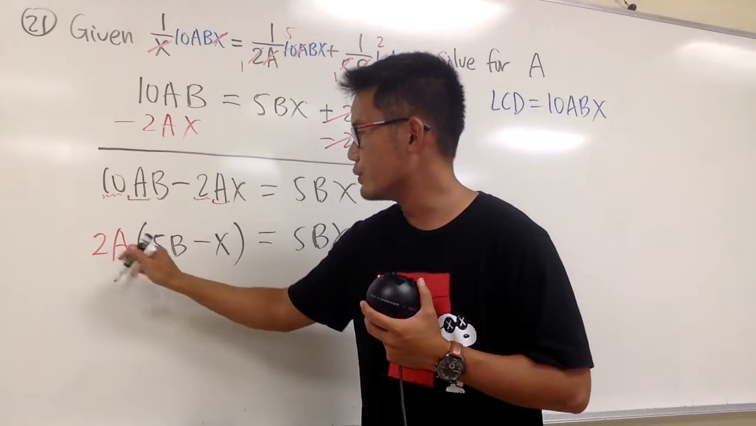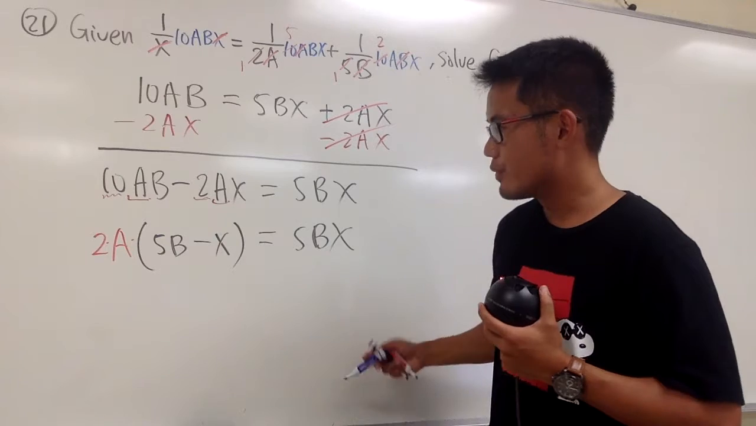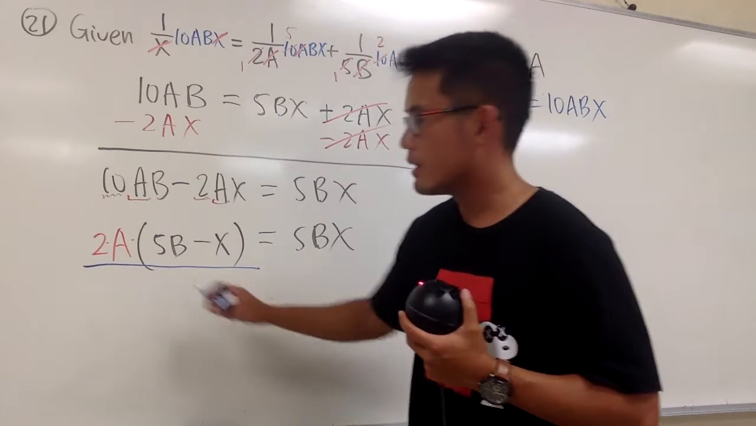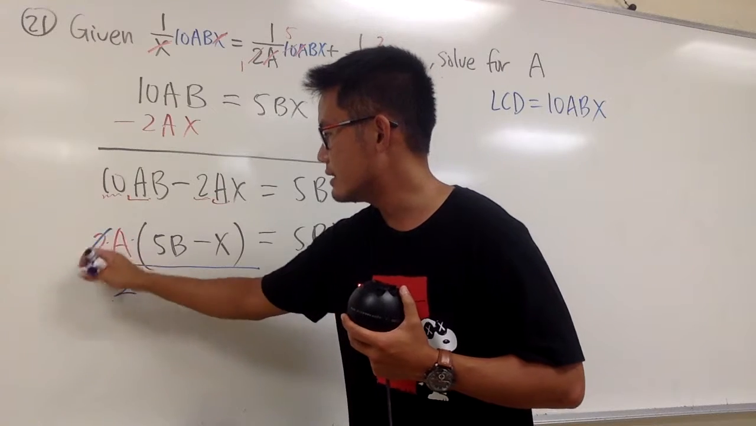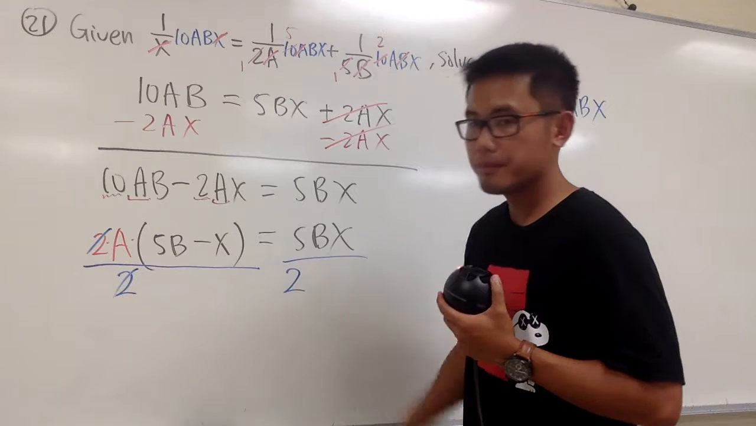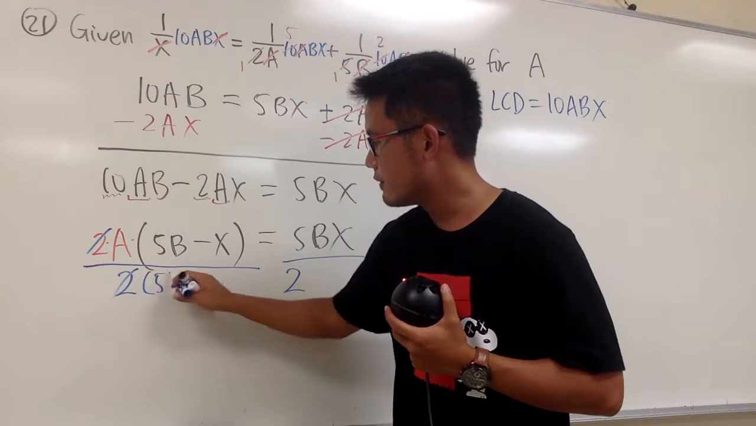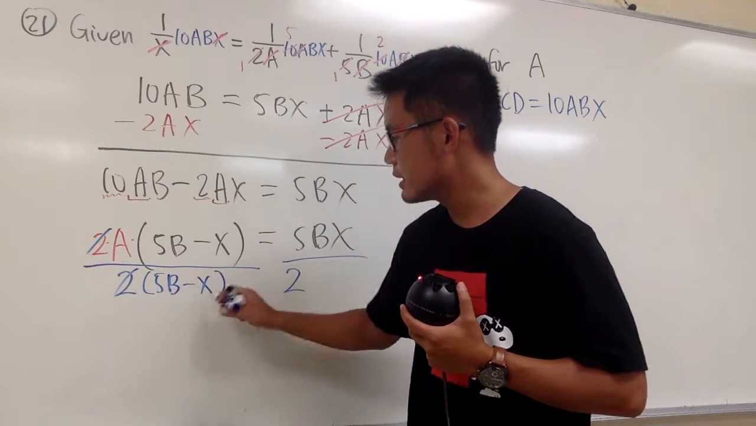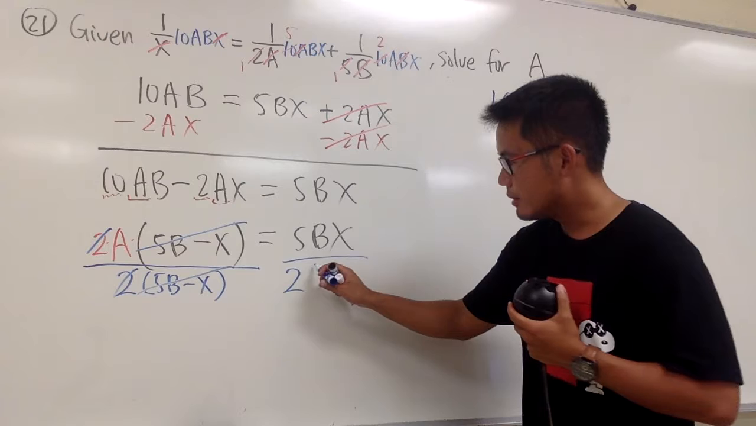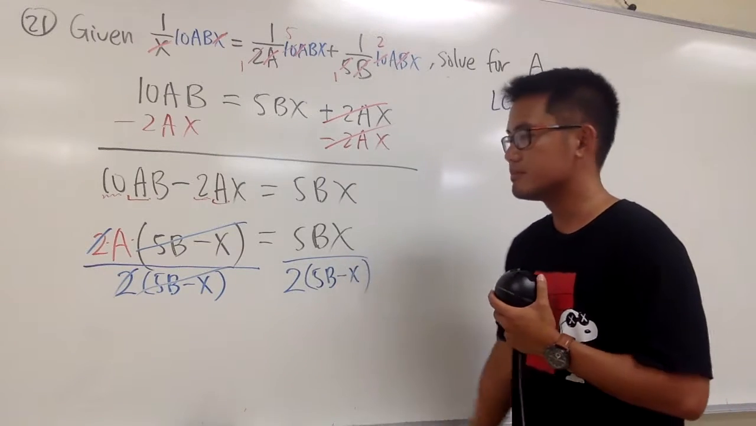All right, I need to get the a by itself. You see, this is 2 times a times this quantity. So what should we do? Well, I have to divide. I'm just going to divide both sides by the 2 so that this and that will cancel. I will also divide the 2 right here. I also have to divide this out. So put down parentheses on the bottom, 5b minus x, so that this and that can be cancelled. I'll do the same right here. Put that 5b minus x on the bottom.